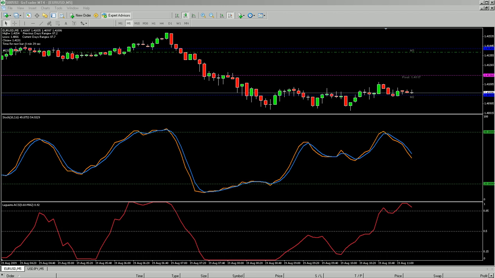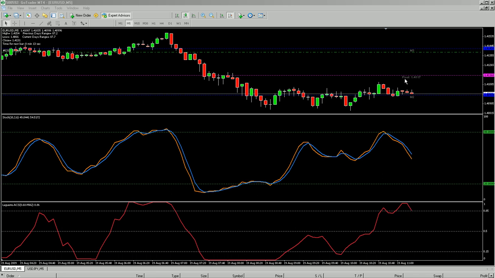Okay, welcome back. Just back to the Euro USD 5 minute chart again. I've just changed things around a little bit, just trying to work out a filtering system to keep out of some of the bad trades. As you can see here, we've just got the Euro USD 5 minute chart in MetaTrader.